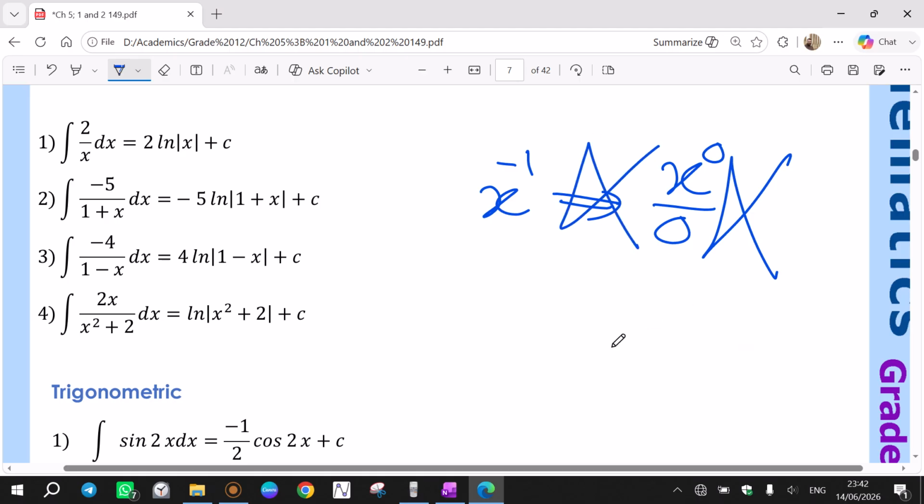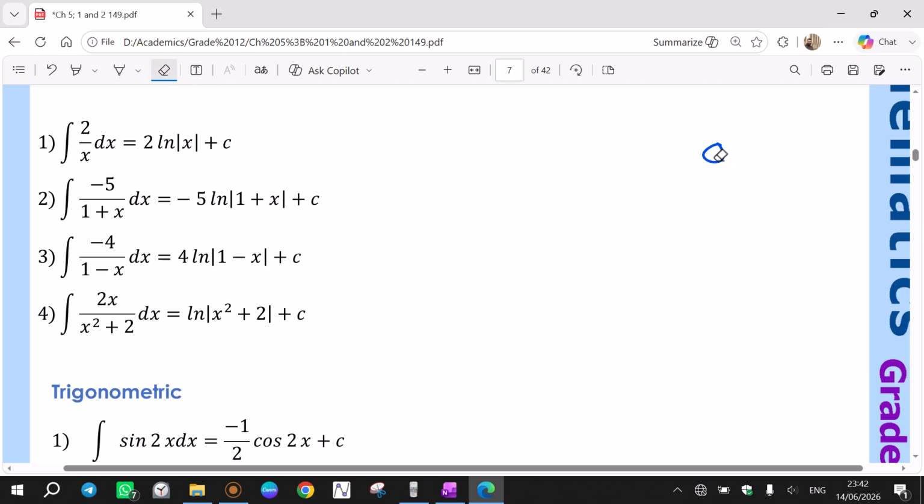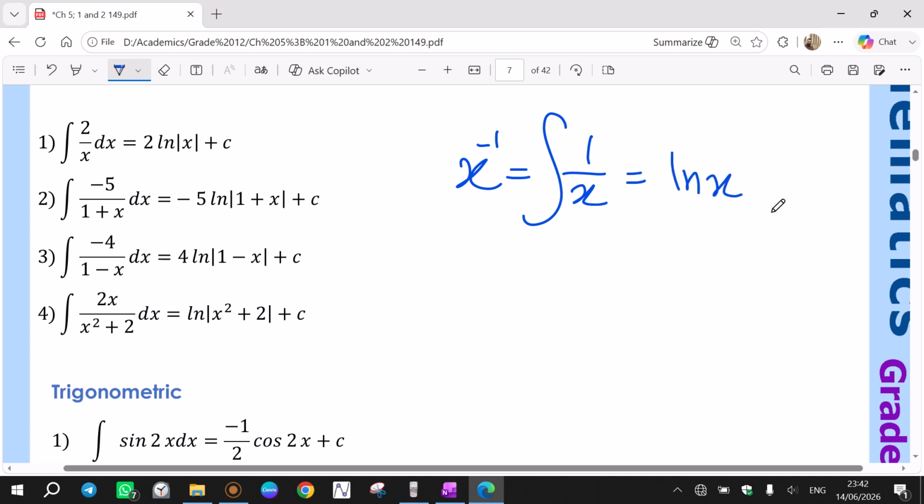Then what is the right one? The right one, x power negative 1, will be ln x. How? X power negative 1, I can rewrite it as 1 over x. And if you remember, derivative of ln x is 1 over x. That means integral of 1 over x is going to be ln x. It's the opposite operation, the reverse process. Derivative of ln x is 1 over x. Integral of 1 over x is ln x. There's always plus c. And writing or not writing dx for such questions is not a big deal.